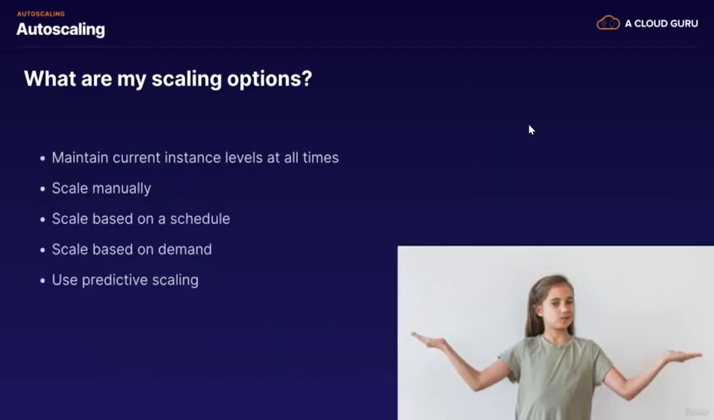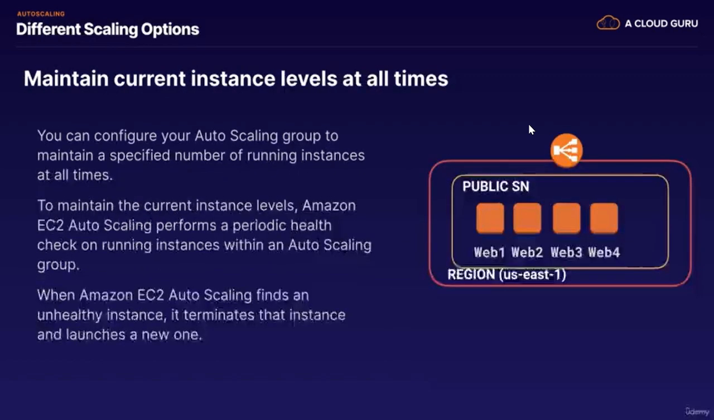So what are your scaling options? Well, there's 5 different scaling options. There's maintain the current instance levels at all times. There's scale manually. There's scale based on a schedule. There's scale based on demand, and then there's using predictive scaling. And let's go through and have a look at each one.